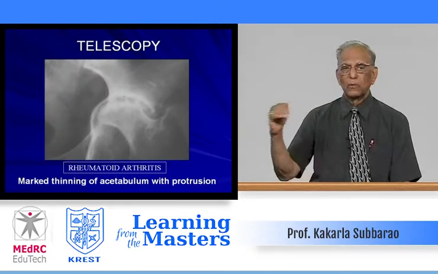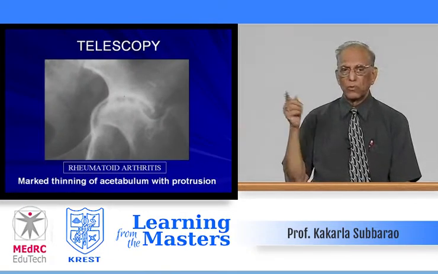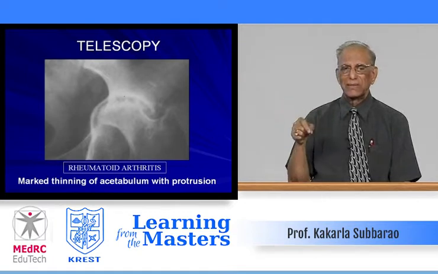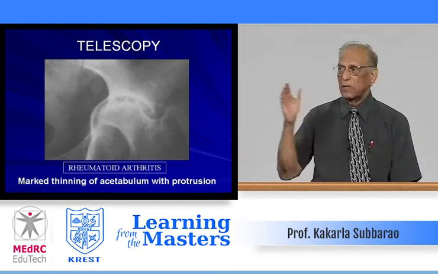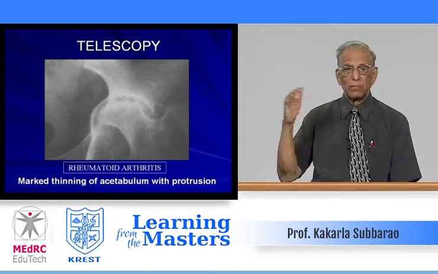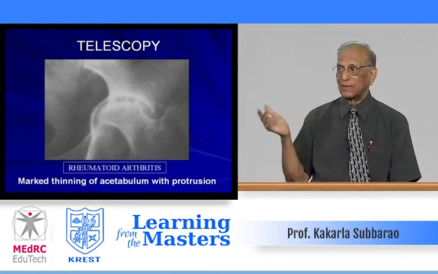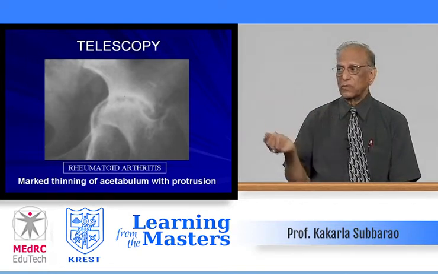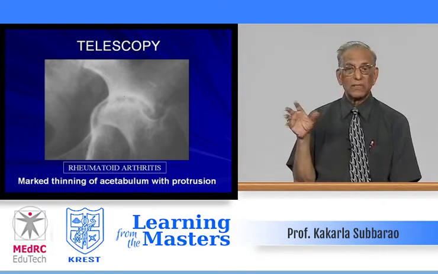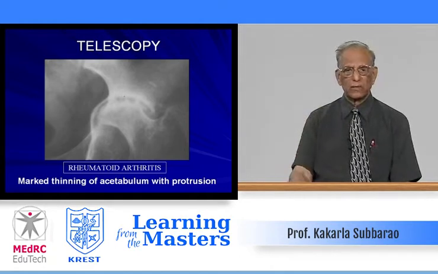Telescopy, one bone, look at the acetabulum. There is a protrusio acetabuli, thinning of the acetabulum, and the head of the femur protrudes into it, and that's how the acetabulum cavity is bigger, coxa magna they call it. But the head of the femur is small because of the erosions. This is rheumatoid arthritis. The cartilage is not much involved. It's all synovial process. Eventually, of course, the cartilage also gets affected.